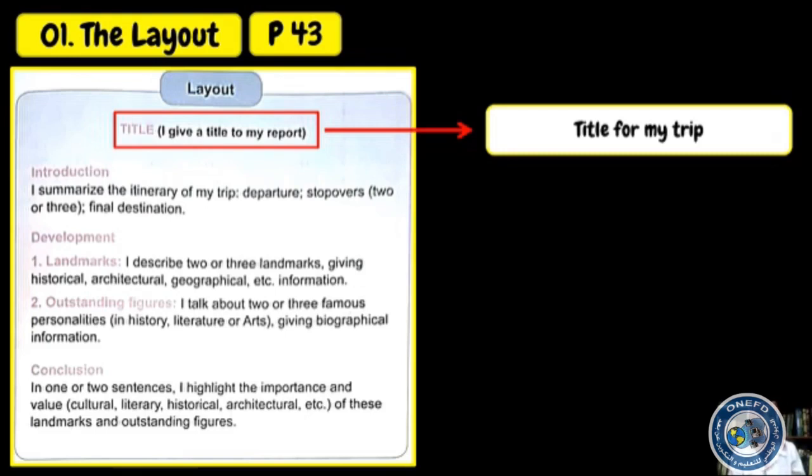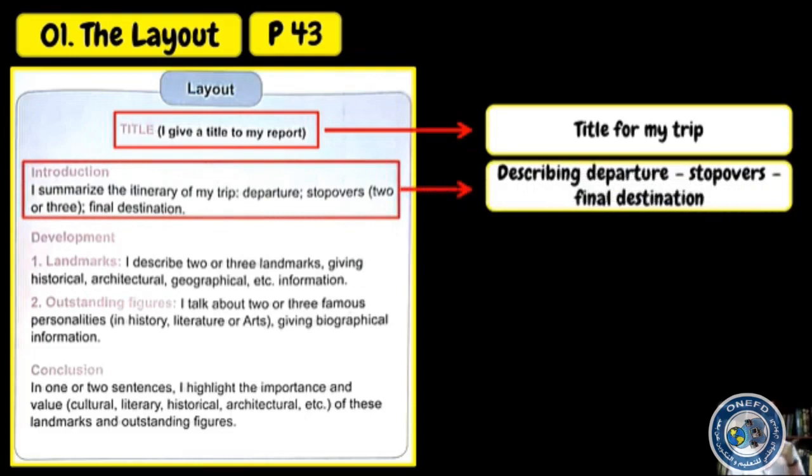Second, we have introduction. I summarize the itinerary of my trip, departure, stopovers, 2 or 3 stopovers, and final destination. So in the introduction, we are going to talk about departure. It means where are you traveling from. Stopovers, it means the places you visited on your way. And final destination, it means the place you are going to or you're traveling to.